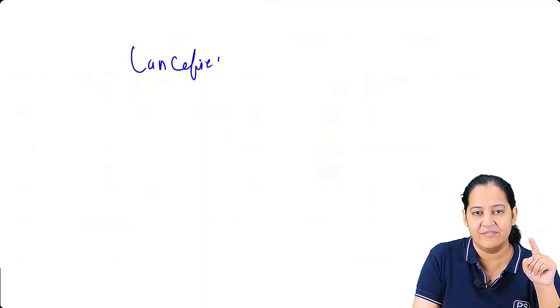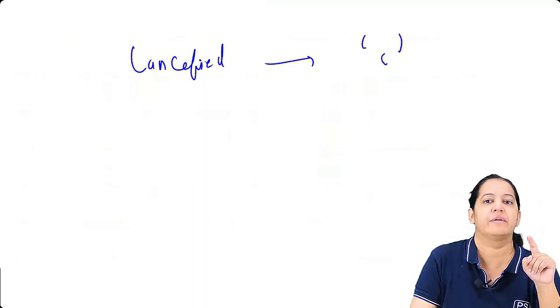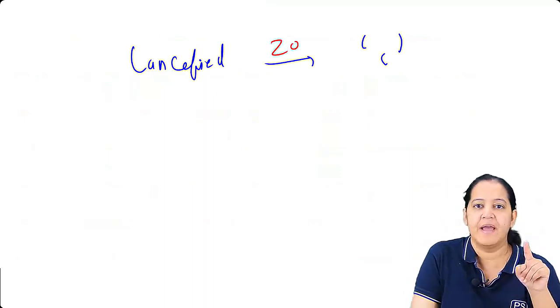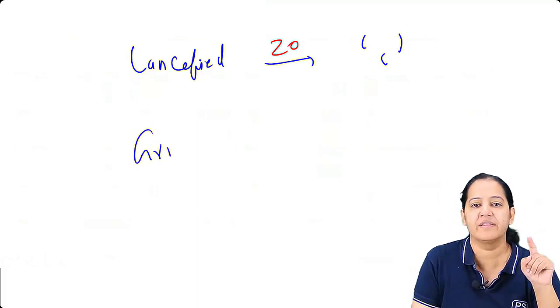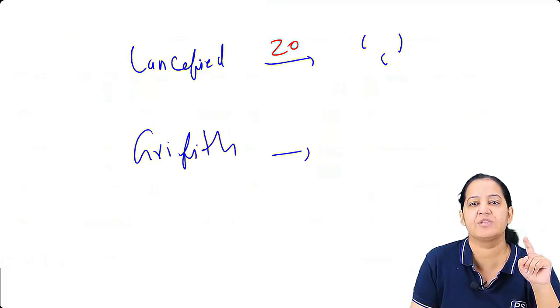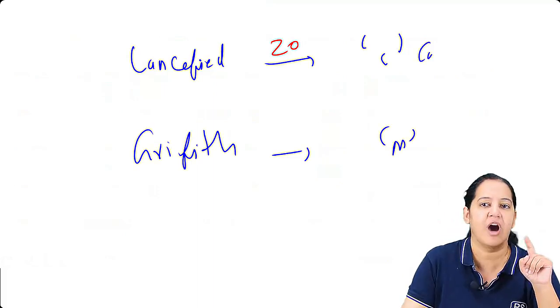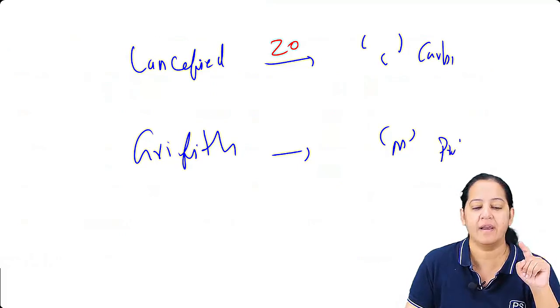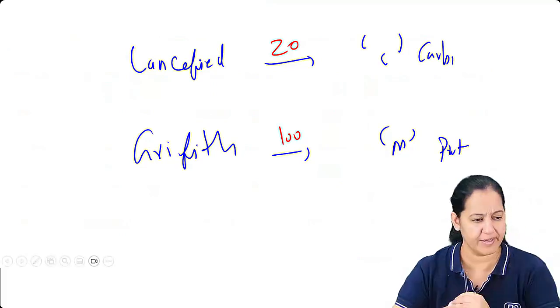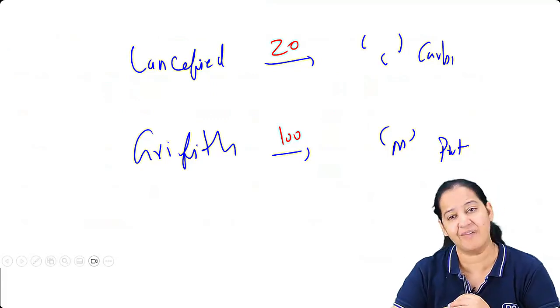Lansfield has done classification based on C carbohydrate into 20 types. And Griffith has done the classification based on M protein. This is a carb. This is a protein. And this is into 100 types. This you have to learn. So let's make a mnemonic. I'm having a very good mnemonic.